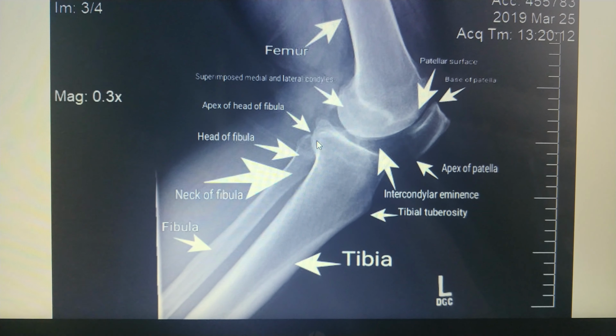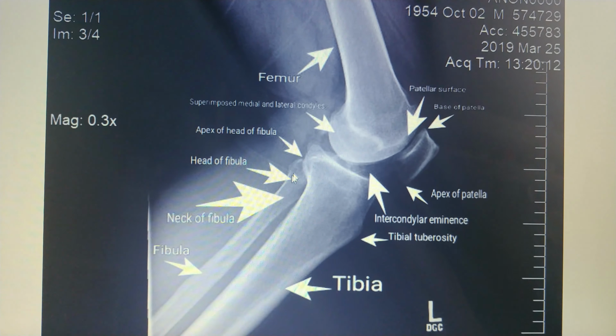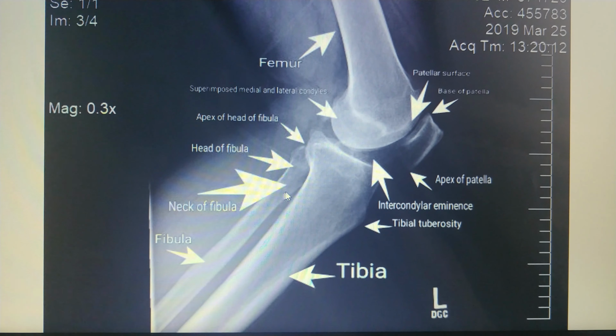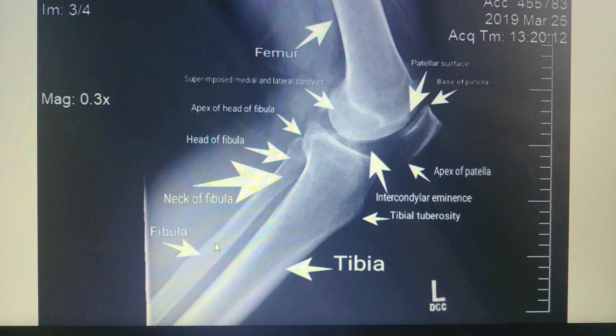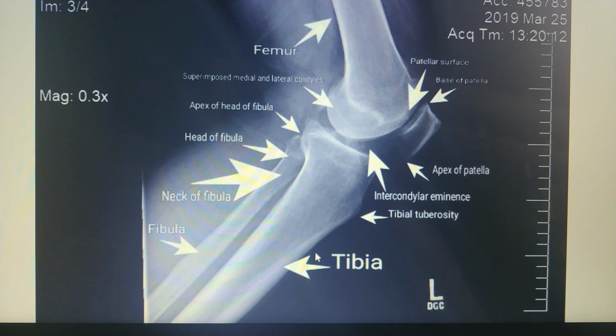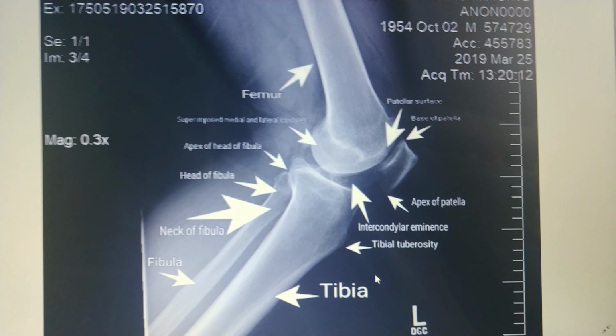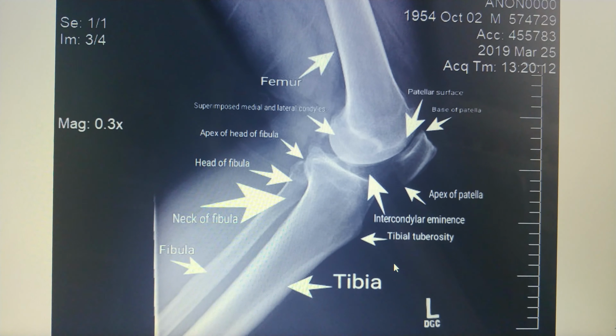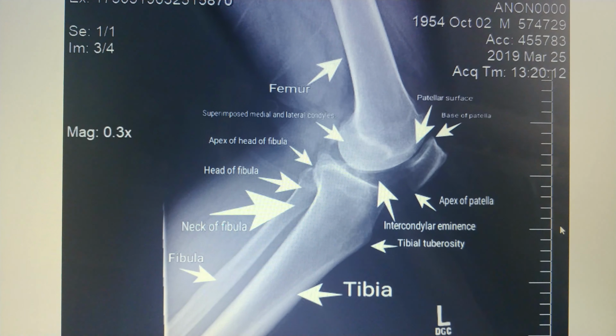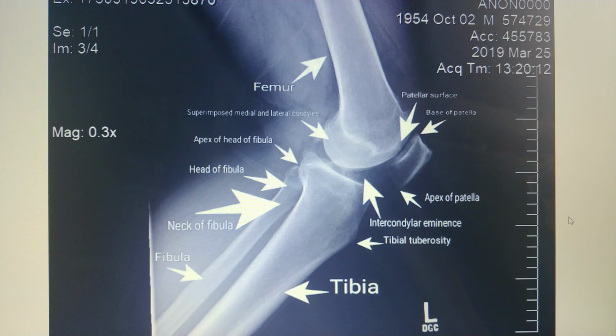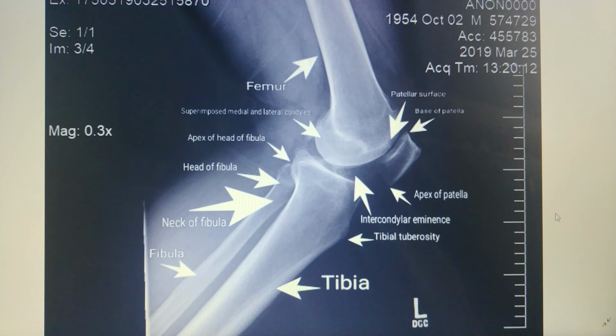The apex of the head of the fibula is right here. The head of the fibula is here. The neck of it's here, and the proximal fibula is here, and the proximal tibia is here. And as you can see, these are the anatomy parts that indicate left lateral knee. So this is my case study, and I thank you for listening, and have a great day.